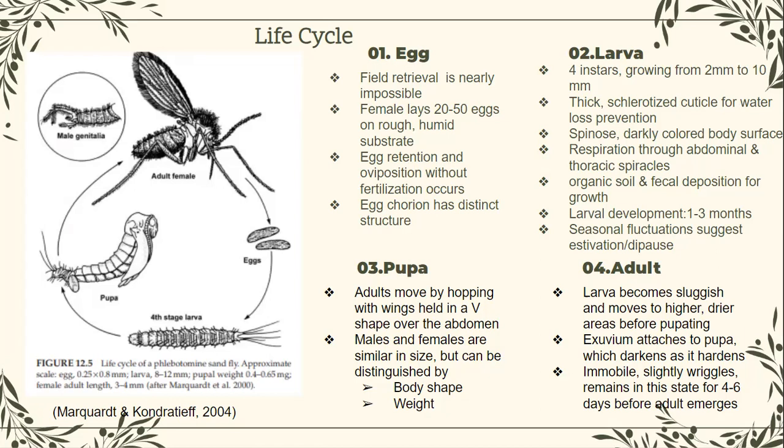before the adult emerges. Now for the adults. Adults move by hopping, with wings held in a V shape over the abdomen. Males and females are similar in size, but can be distinguished by their body shape and weight. Females have a round, robust abdomen and weigh approximately 0.6 milligrams, while males have a slender abdomen and weigh approximately 0.4 milligrams, with a distinctive C-shaped terminalia in side view.